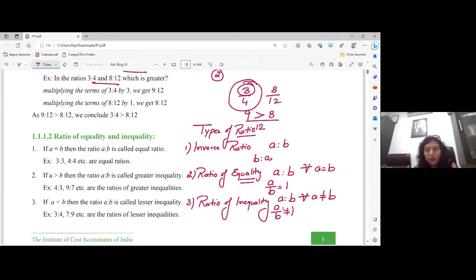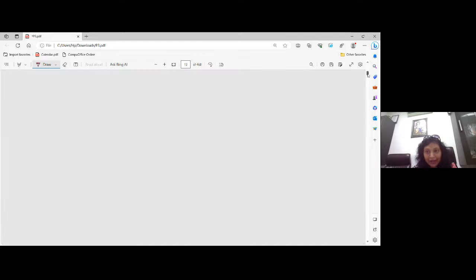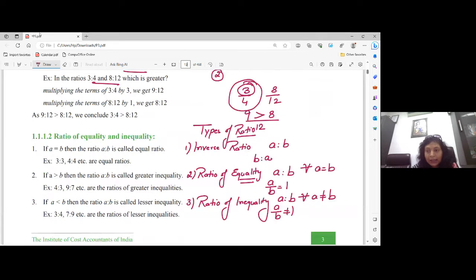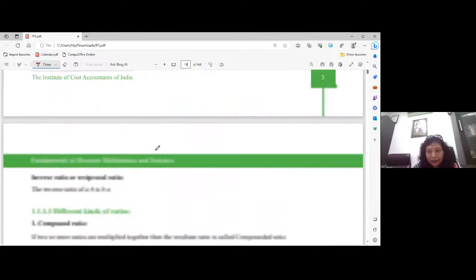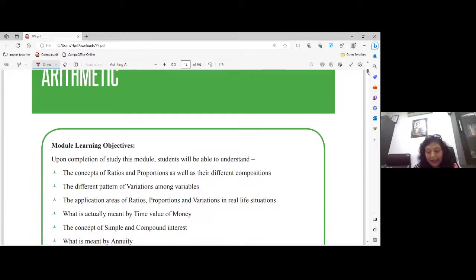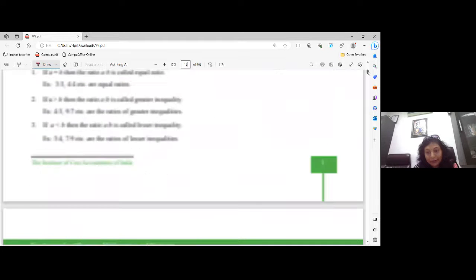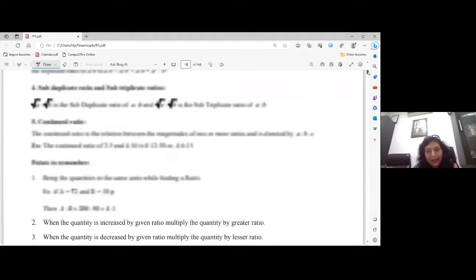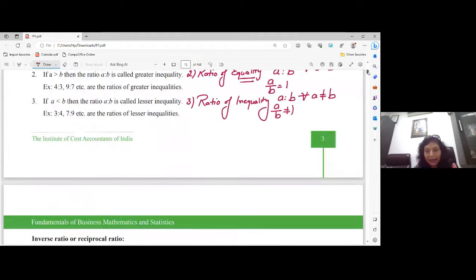So when we have ratio of inequality, then we again have two types of ratios. Now, what are these two types of ratios? The first one is ratio of greater inequality and second is ratio of lesser inequality. So we have two types of ratios in case of ratio of inequality.